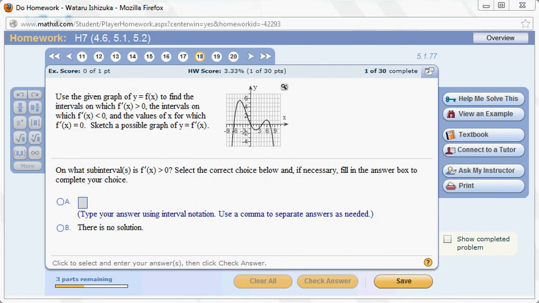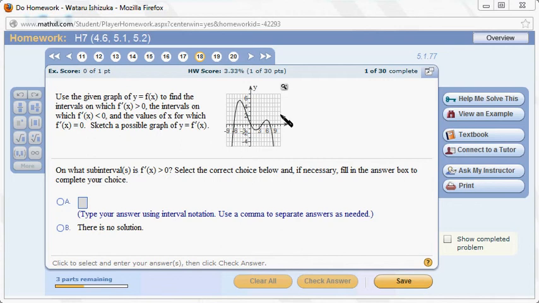Okay, let's look at homework 7, problem number 18. All right, so you have this graph given, and we want to find the intervals on which the derivative is positive, and also where the derivative is negative. All right, so let's do that.